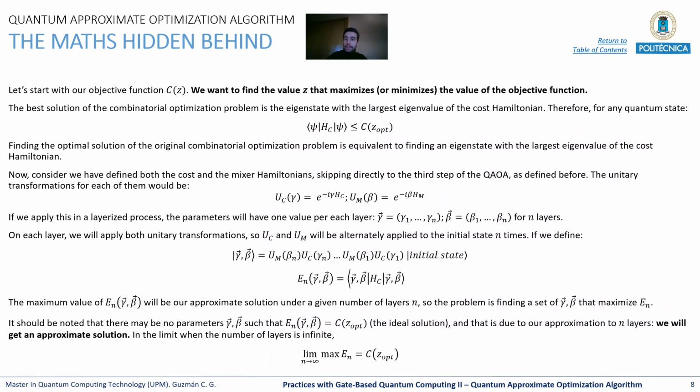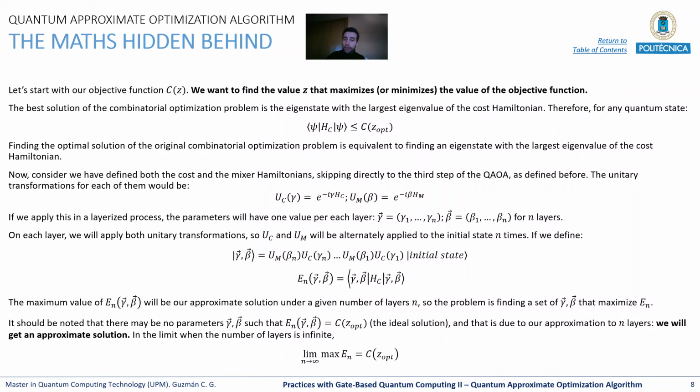So if we apply this in a layerized process, as the one that we have defined before, the parameters will have one value per layer. So we will have one value of gamma, one value of beta per layer, per application of the transformations. Then we will optimize it, they will change, and then we will apply them with the unitary transformations again, etc., for n layers. On each of them, we will apply both unitary transformations, alternatively, and n times, of course.